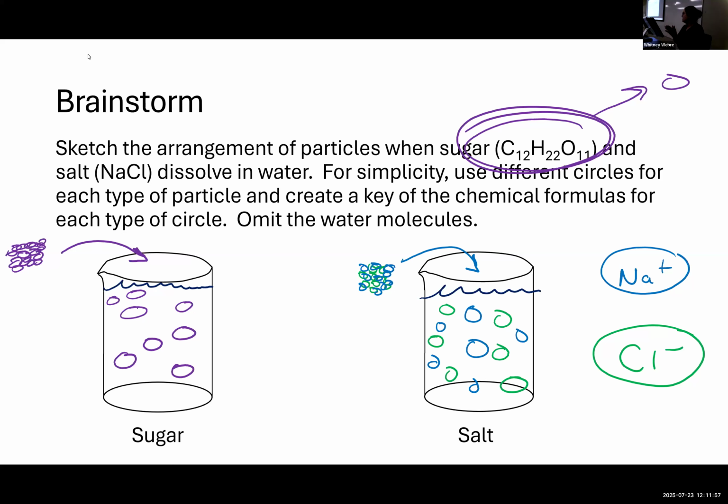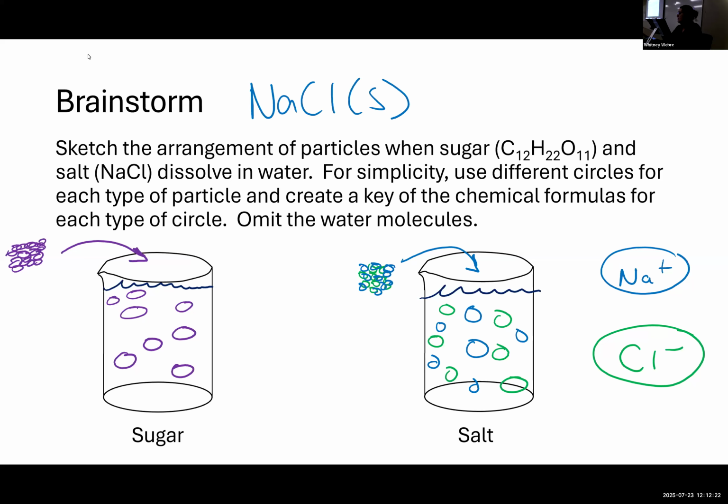I want to point out, is this a macroscopic representation, a microscopic representation, or a symbolic representation? The picture I drew. So symbolic would be these letters here. But the way I would kind of draw this symbolically would be if I had NaCl as a solid, and if it breaks up into ions, it'll be Na plus aqueous plus Cl minus aqueous. So that would be the symbolic representation of what I have on the right.